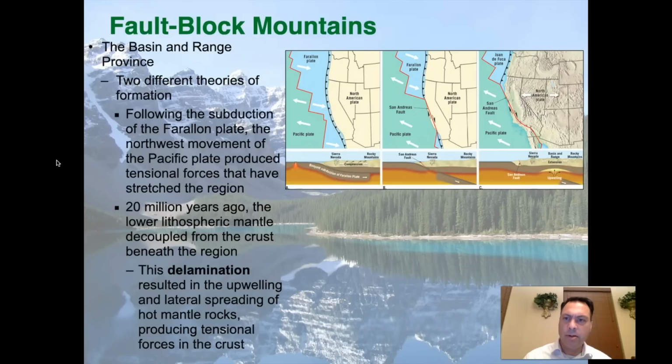Two major theories. The first one is that following the subduction of the Farallon plate, so back, over 30 million years ago, 40 million years ago, there was this old Farallon plate that was forming a subduction zone off of western North America. It was compressing and forming the Sierra Nevada batholith. It was creating the volcanoes, then the forearc basin, and all of this. And then what happened is we could see this geometry here. These points eventually came into contact with the subduction zone, and the subduction zone actually ran over the ridge.